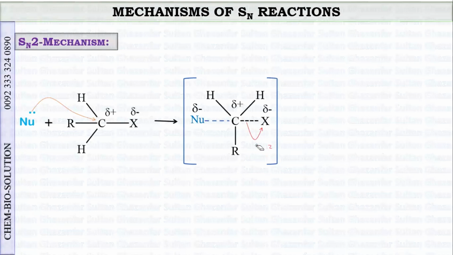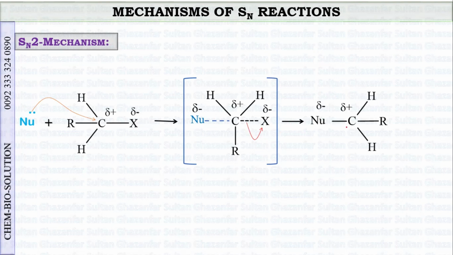And then what happens? When it completely enters the orbital, then the halide has to leave, but it depends on the strength of the nucleophile. A strong nucleophile is needed for the SN2 mechanism. So ultimately it has to leave. The halide will leave from here and a new bond is formed between the nucleophile and the carbon. And this is the leaving group, the halide leaving group.